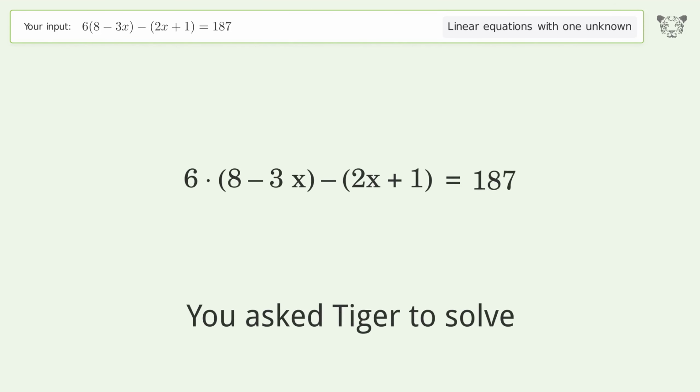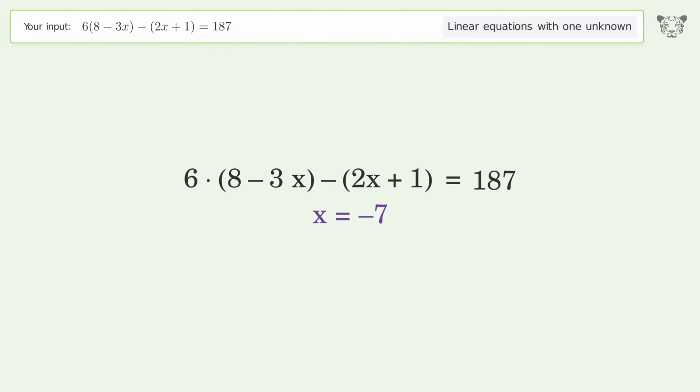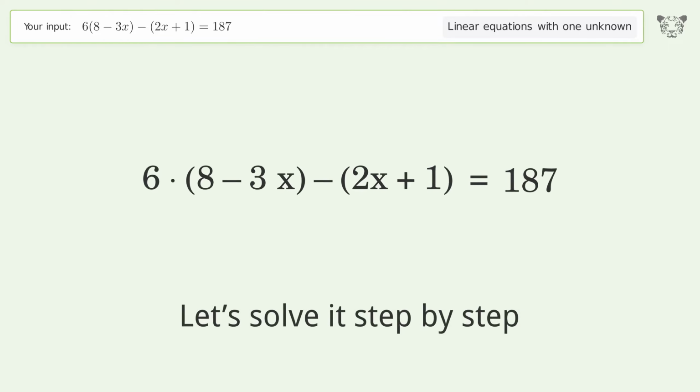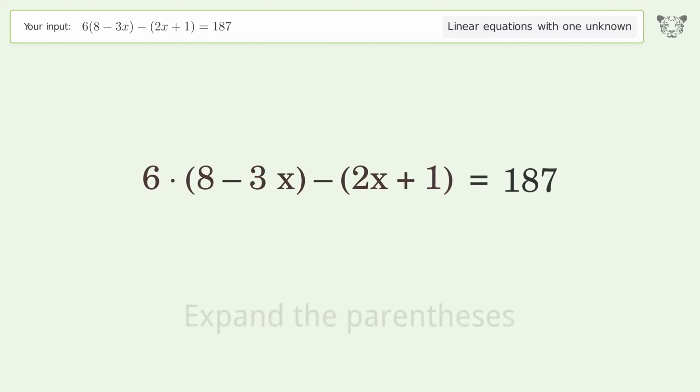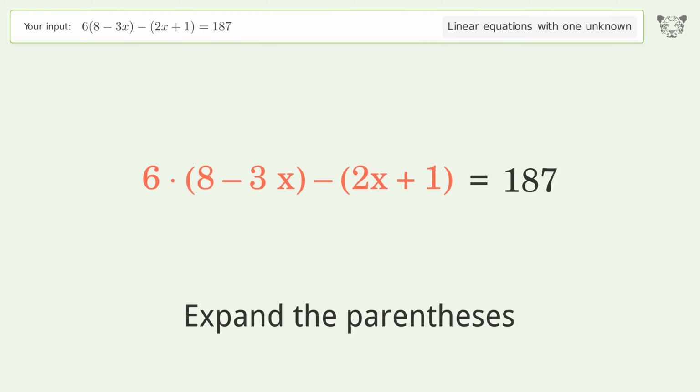You ask Tiger to solve. This deals with linear equations with one unknown. The final result is x equals -7. Let's solve it step by step. Simplify the expression. Expand the parentheses.